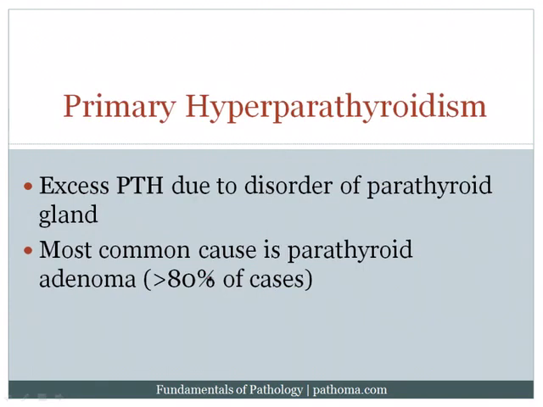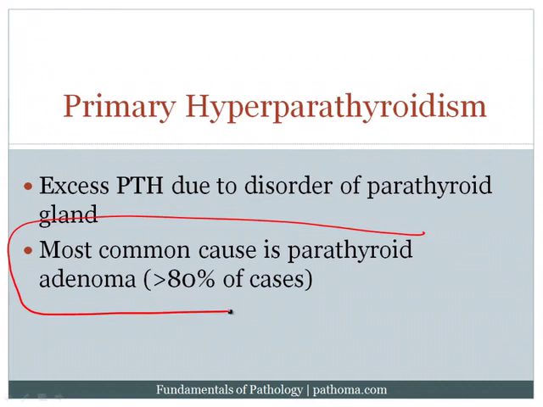Now, the first disorder of the parathyroid is primary hyperparathyroidism. This is where you have excess parathyroid hormone due to a disorder of the parathyroid gland itself. Now, you can actually get primary hyperparathyroidism in three ways. You can get an adenoma, which would be a tumor that's going to produce too much parathyroid hormone. You could have a sporadic hyperplasia where the cells just hyperplase for an unknown reason. That could also result in too much parathyroid hormone. And the third possibility would be carcinoma. You could get a parathyroid carcinoma, which would then produce too much PTH.